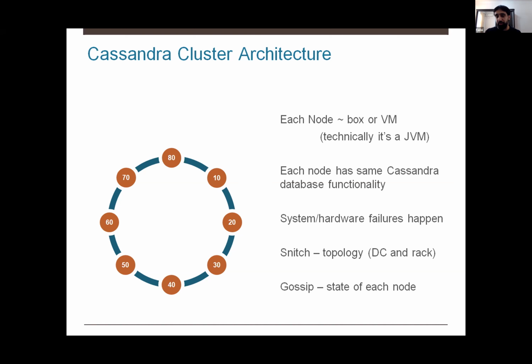Gossip is another interesting thing inside of an Apache Cassandra cluster. As I said before, this cluster is a peer-to-peer system. So every node is equal and everyone knows about everyone else. All these nodes that you currently see here from 10 to 80 have the same power. No one is different from anyone else. And gossip is the protocol that allows these nodes to communicate with each other.